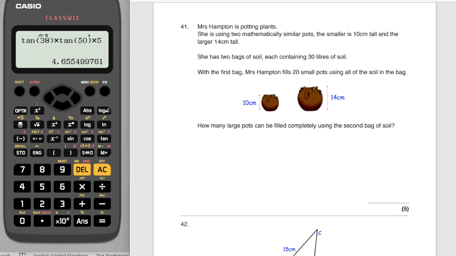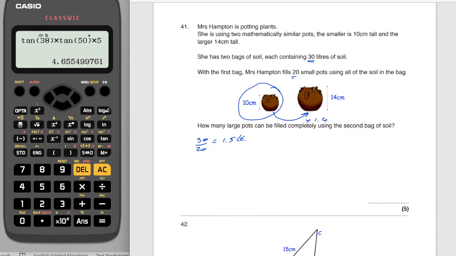Okay, so I'm going to first of all work out the volume of each of the smaller pots. 30 litres of soil will fill 20 pots, so it's going to be 30 divided by 20, so each pot will hold 1.5 litres of soil. The next thing I want to look at is the scale factor. So to get from there to there, I am timesing by 1.4, because essentially it's 14 divided by 10. So that's the length scale factor.